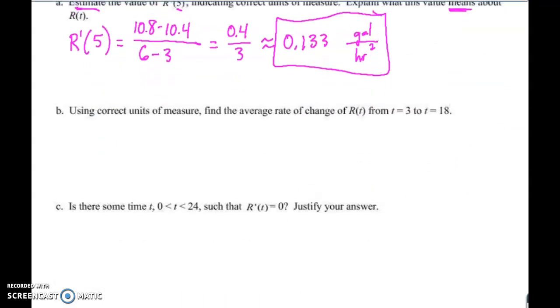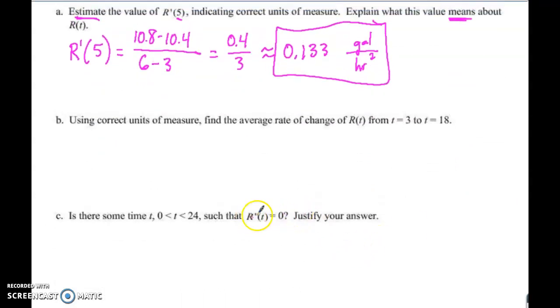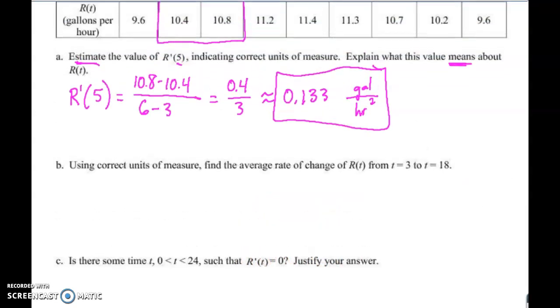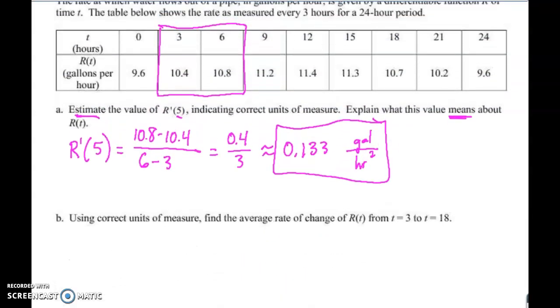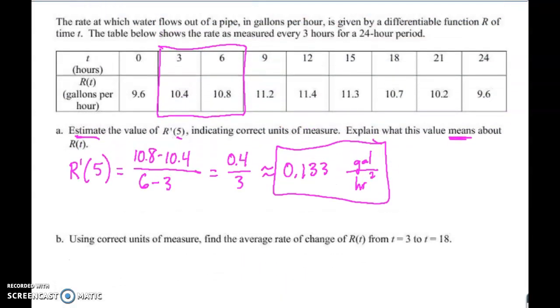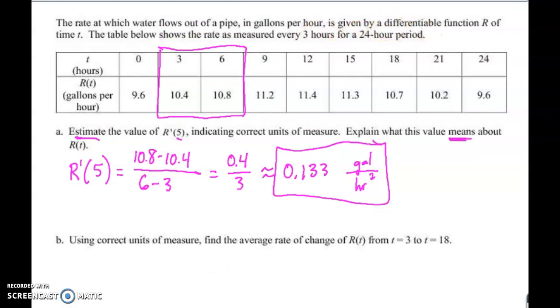So is there some time between 0 and 24 where the derivative must equal 0? And so as you're looking at this, you want to double check the directions. And part of those directions will be including that it's a differentiable function. A lot of times they'll even say a twice differentiable function to cover all their bases. I think the author just kind of forgot to add that in there.